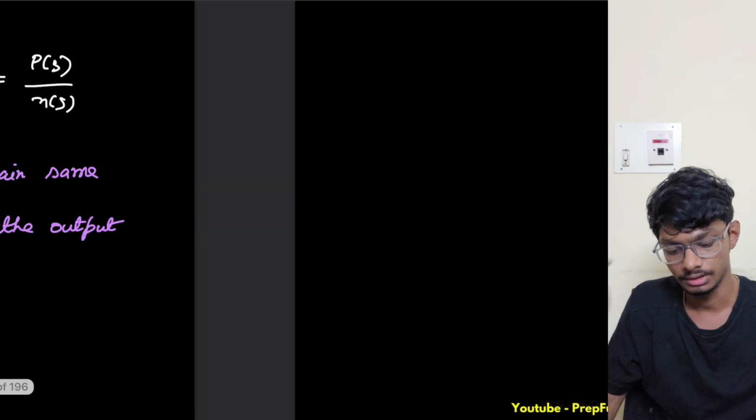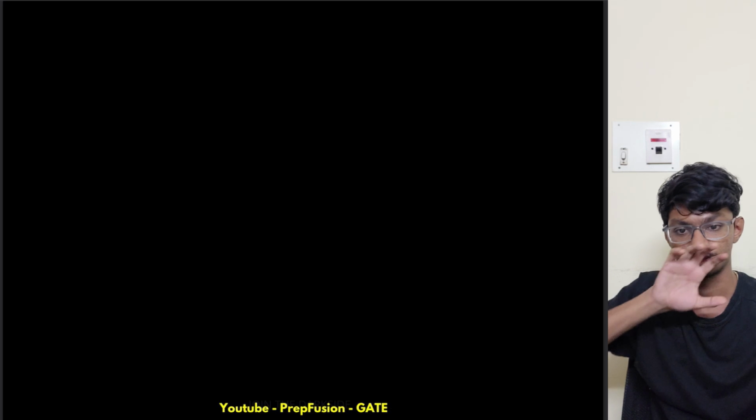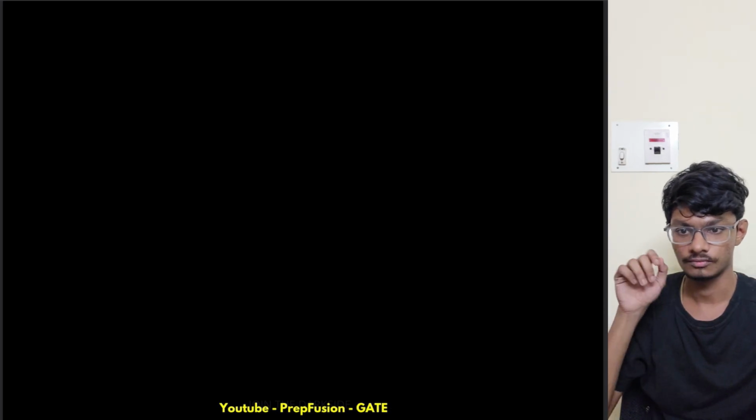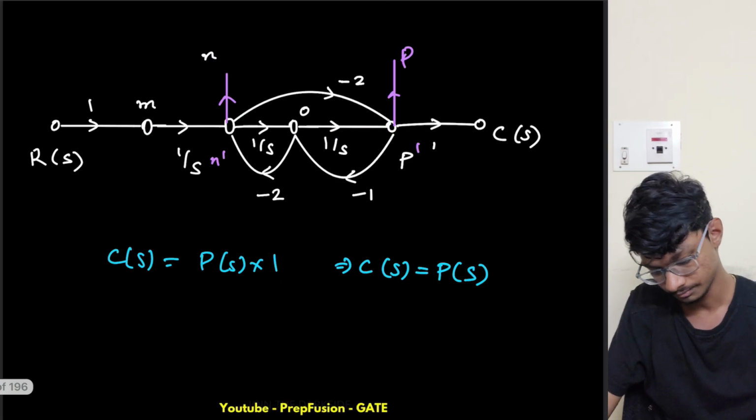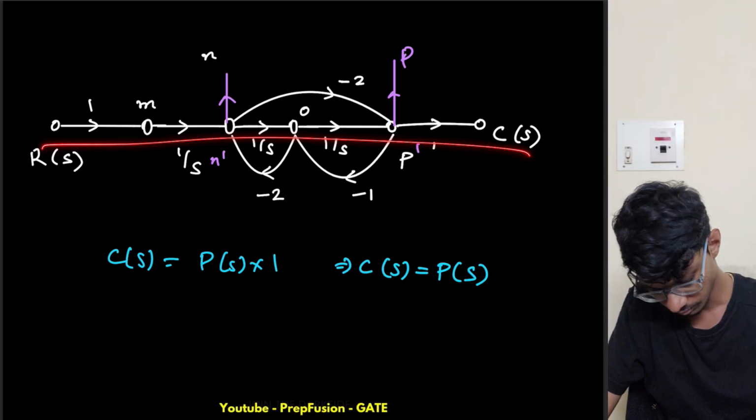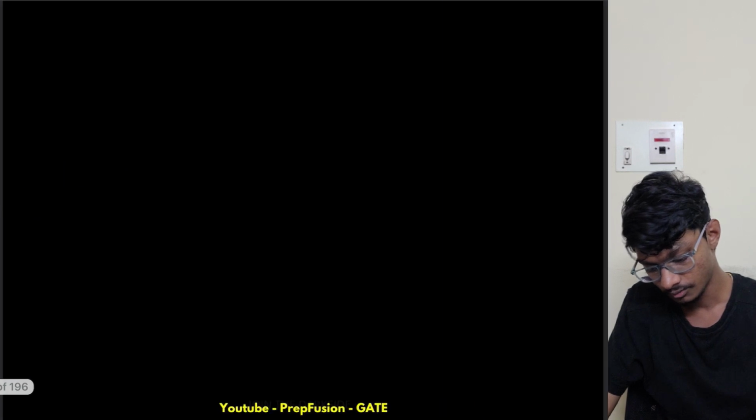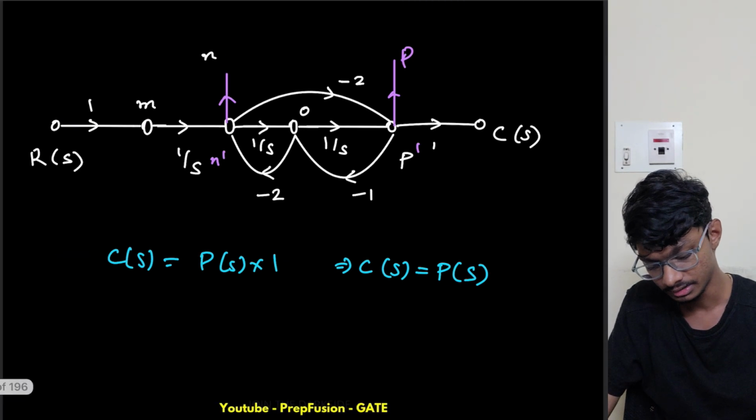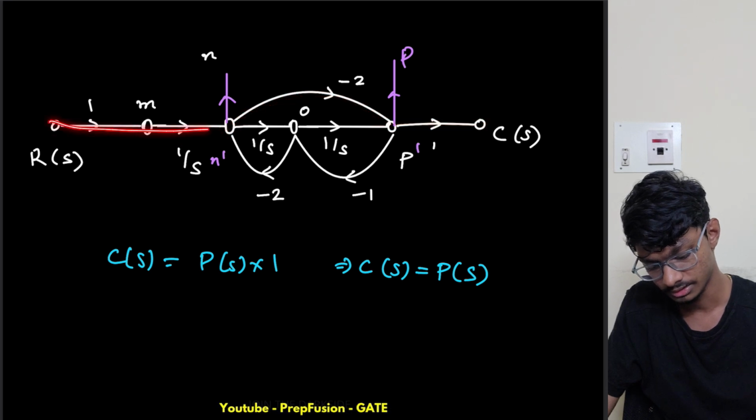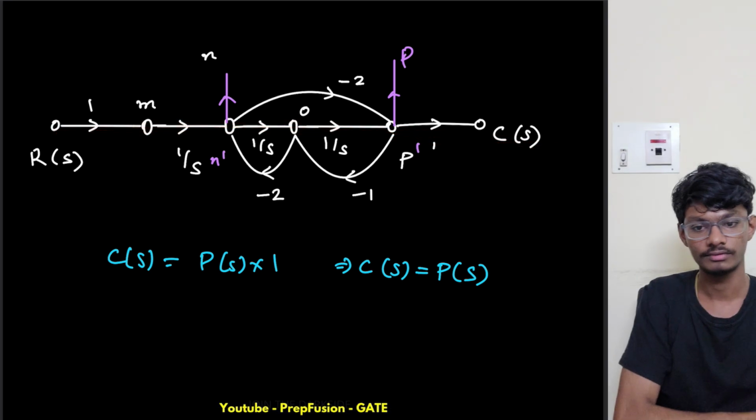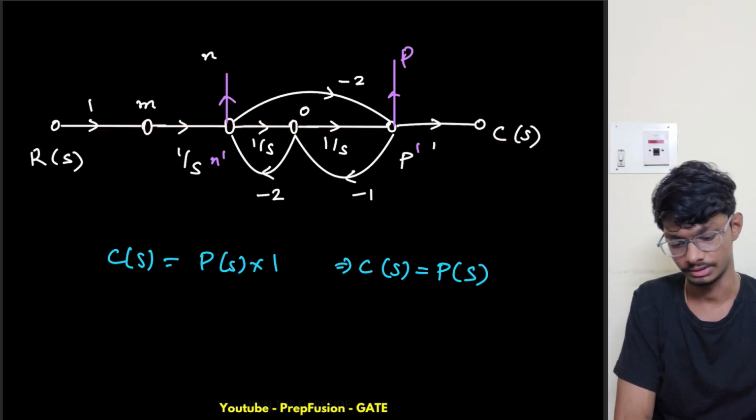So how will I reduce this, right? How will I reduce this? So I will now write this directly actually. First is basically this C upon R, right? So how to write this? C upon R will be like, how many forward paths are there? I can see there are two forward paths, right? One is this one, another is simply this one. So we have simply two forward path gains.